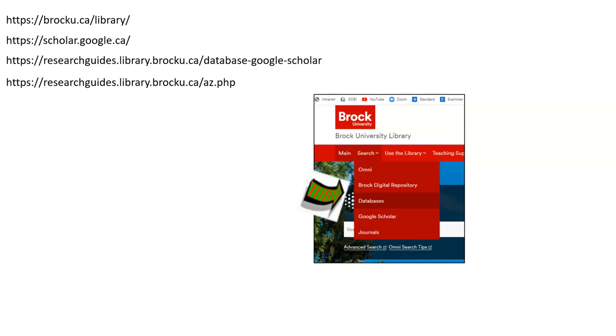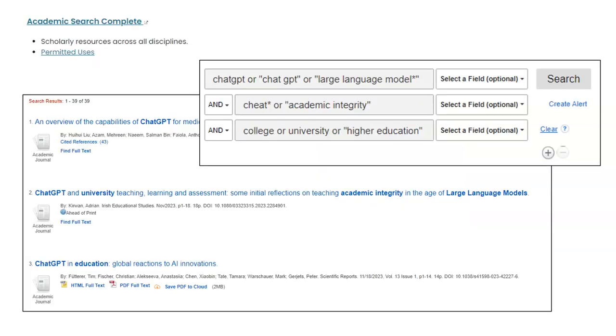Whereas you go to the Brock Library databases using any one of these particular tools. I use Academic Search Complete, and it has a different type of search engine format. I hope you can see the difference. It doesn't use natural language. It uses keywords and phrases, as you can see here, but it uses Boolean operators.